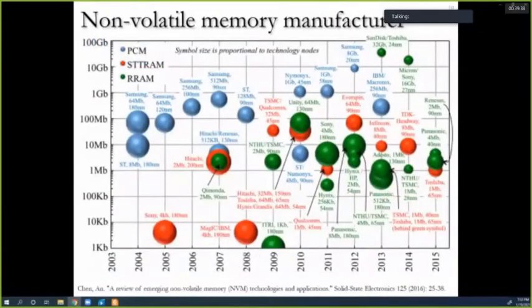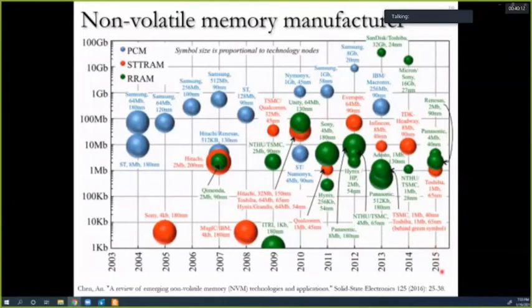Now, this is a graphical representation of the manufacturers of the non-volatile emerging memory technologies. In light blue, we represent the PCM, and we see that this manufacturing started from the year 2004. The major manufacturers for PCM are Samsung and ST Microelectronics. We also see Hitachi, Numonyx, and IBM. And here the size of the circle represents the technology node.